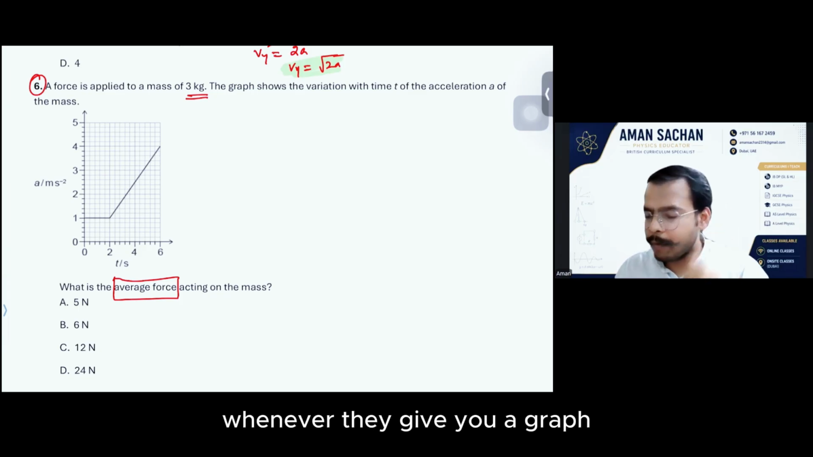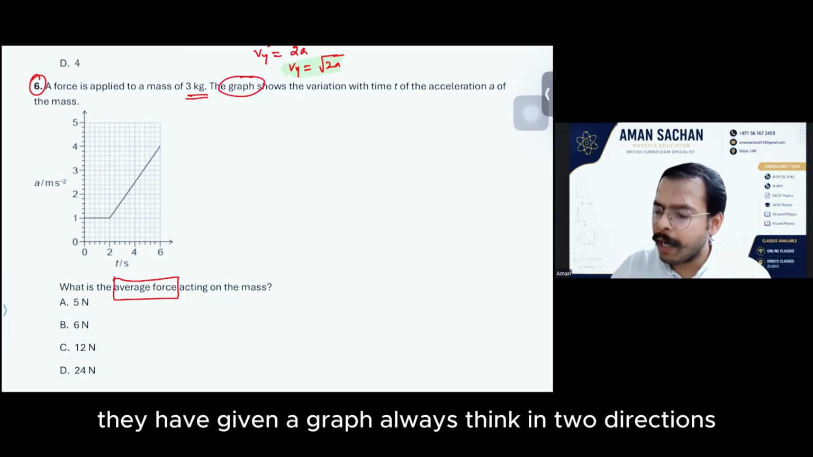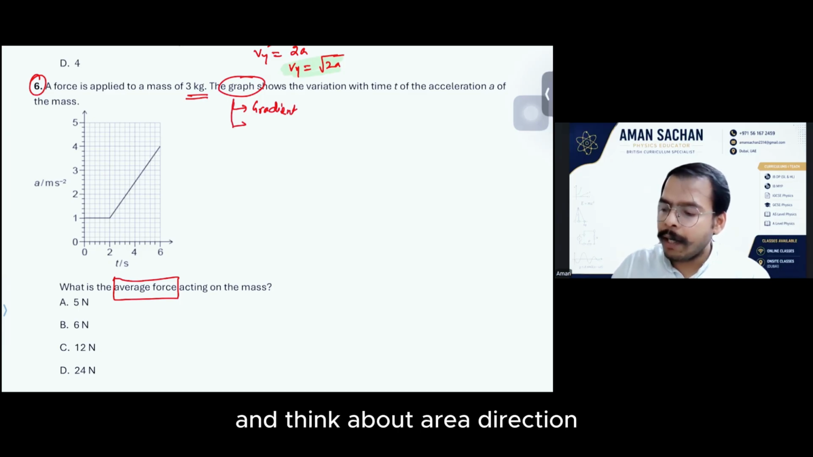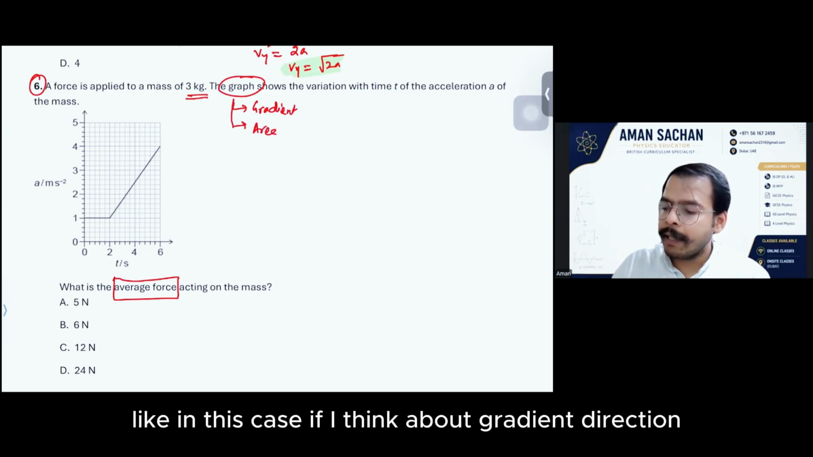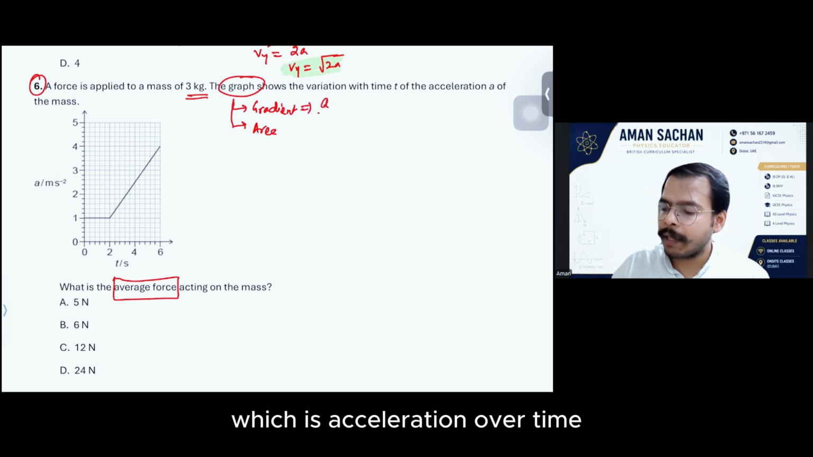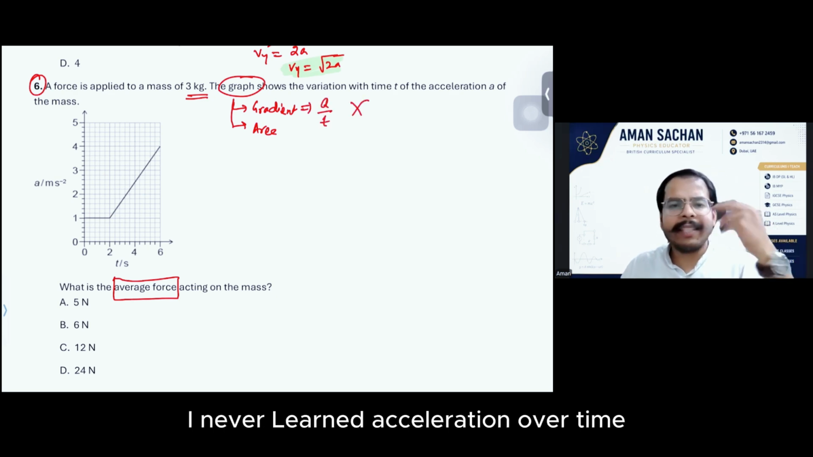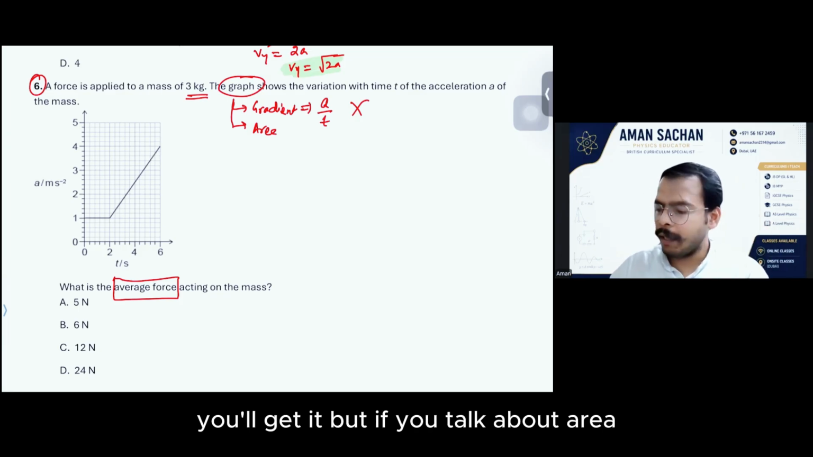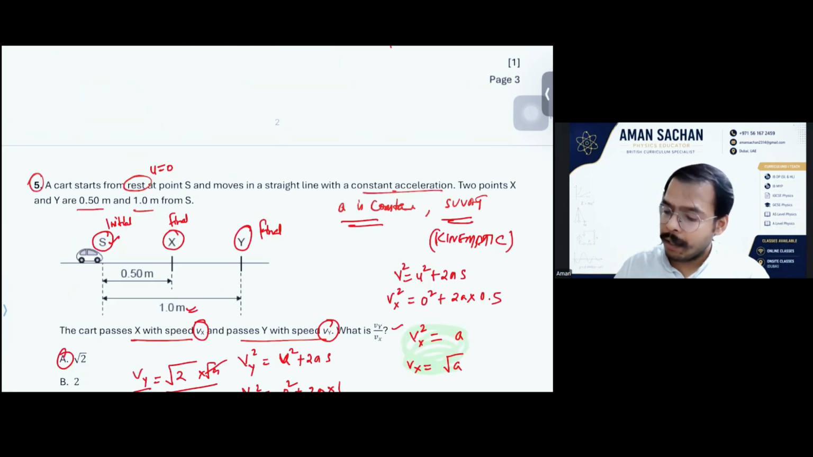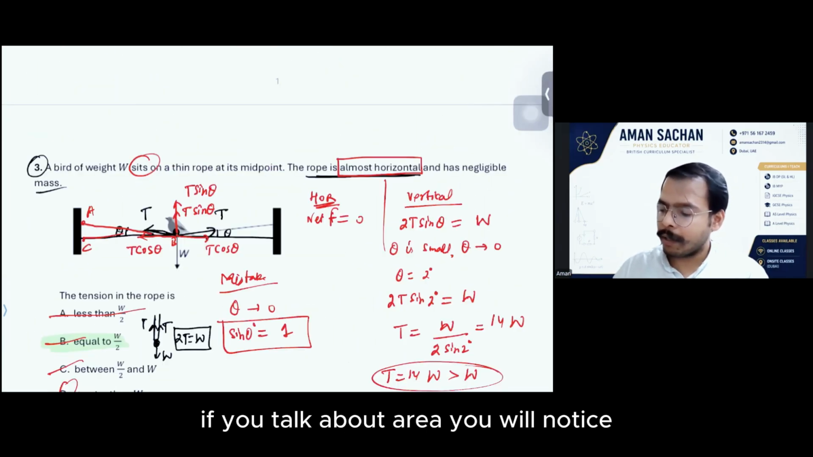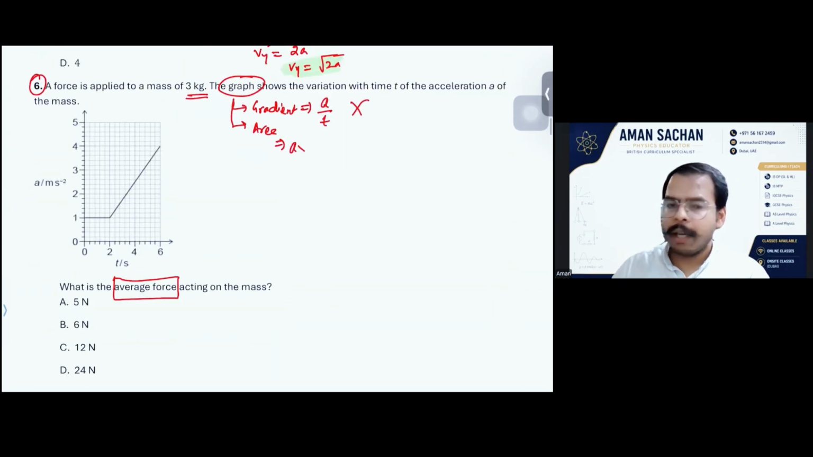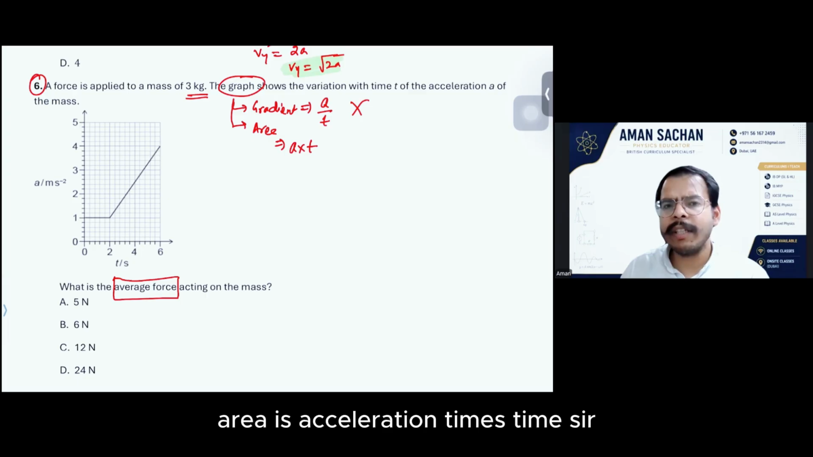In the first place, you should think why they have given the graph. Whenever they have given a graph, always think in two directions. Think about gradient direction and think about area direction. Like in this case, if I think about gradient direction, which is acceleration over time, I never learned acceleration over time. It didn't give you anything, right? Nothing. But if you talk about area, you will notice area is acceleration times time.